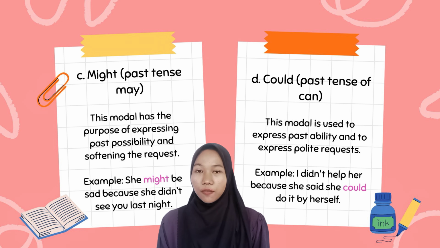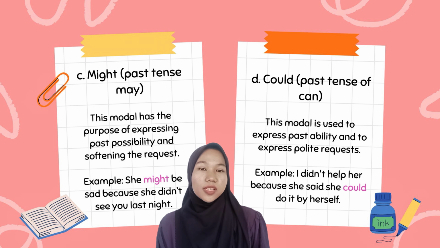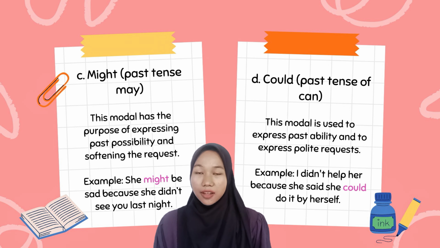Could, past tense of can. Meanwhile, could is used to express past abilities and polite requests. It can also indicate something that was possible but didn't necessarily happen. For example, I didn't help her because she said she could do it by herself.